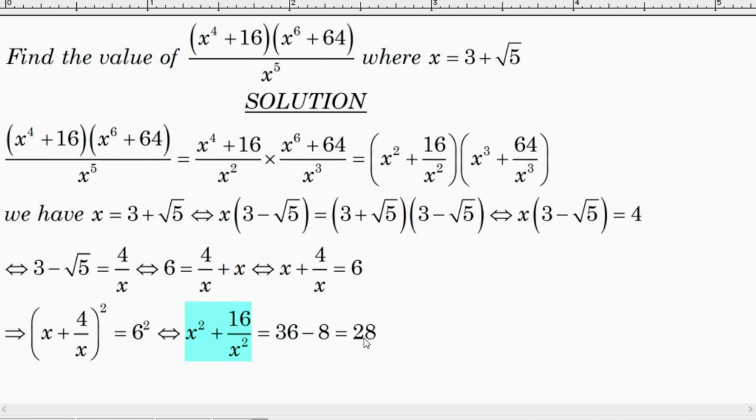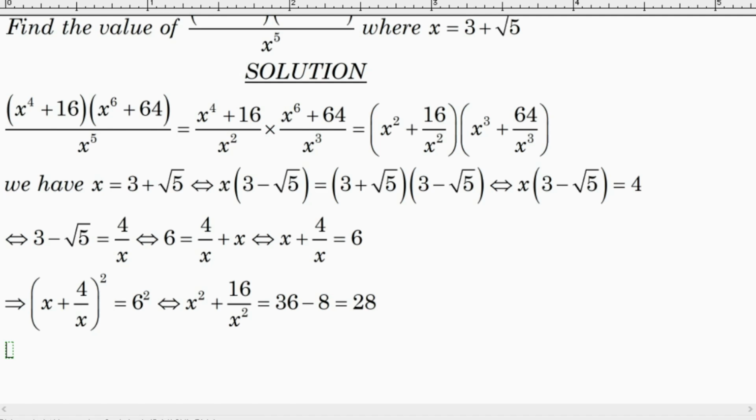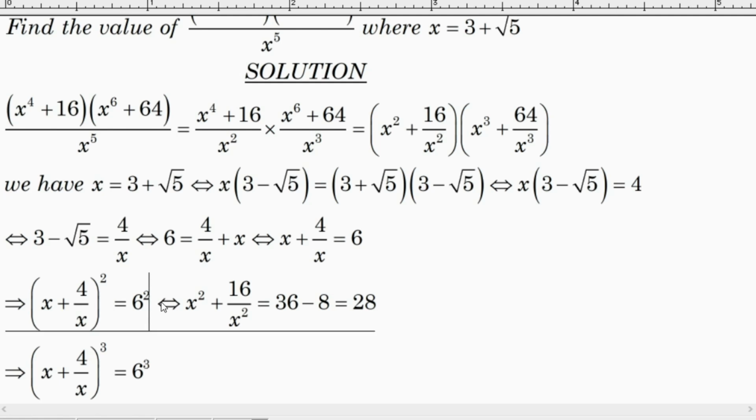So then we just take the value of 28, substitute into this equation, and then now we have to find the values of x cubed plus 64 divided by x cubed. Okay, so next we have to cube both sides of this equation. Then imply that, so we have to cube both sides of this equation. So here's also raised to cube.